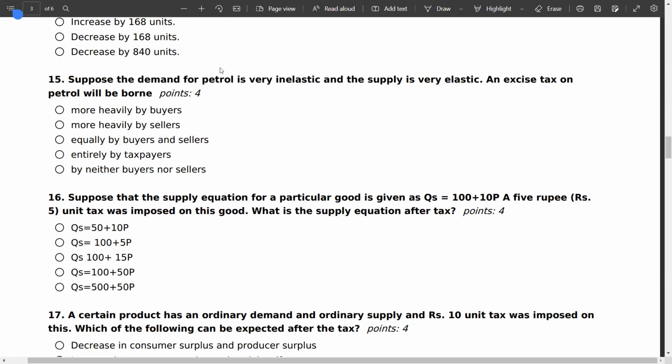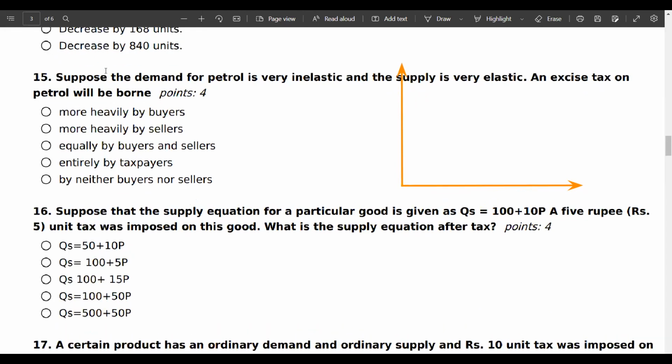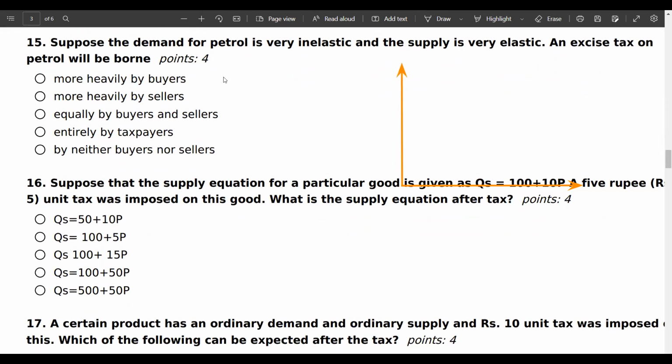Now, that you can find out simply by putting the situation that is given in the question in a graph. You can actually find the answer for this question by doing that. Let me take you through that process. And it goes like this.